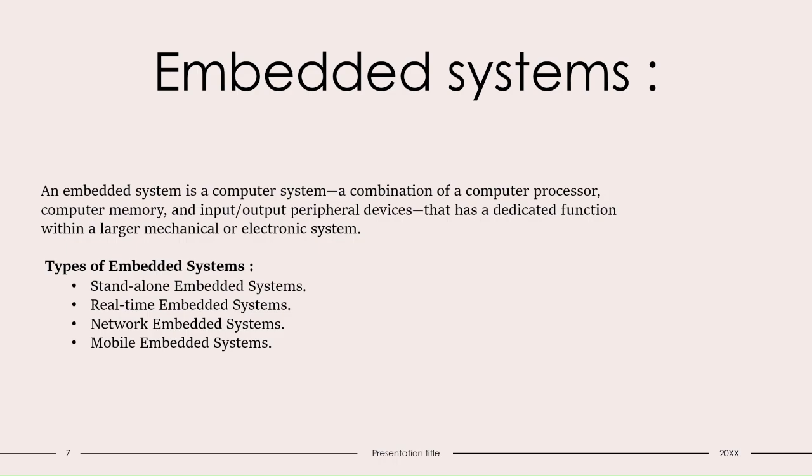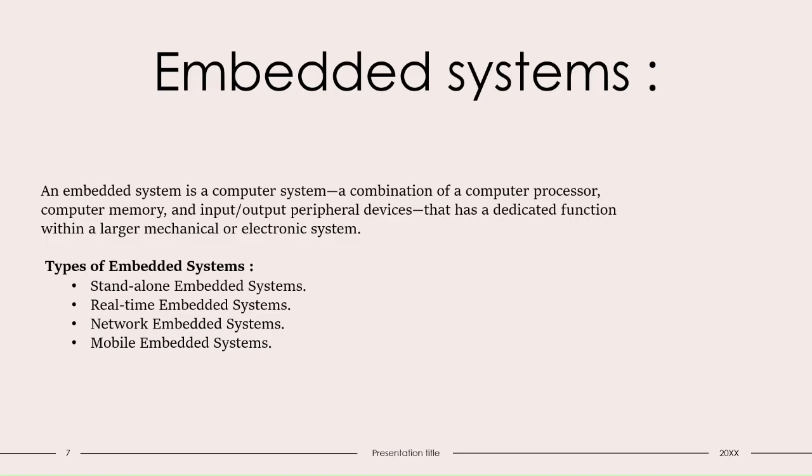There are types of embedded system: standalone embedded system, real-time embedded system, network embedded system, mobile embedded system. What is a standalone embedded system? It takes decisions on its own, meaning semi-automatic. An example is a semi-automatic washing machine.